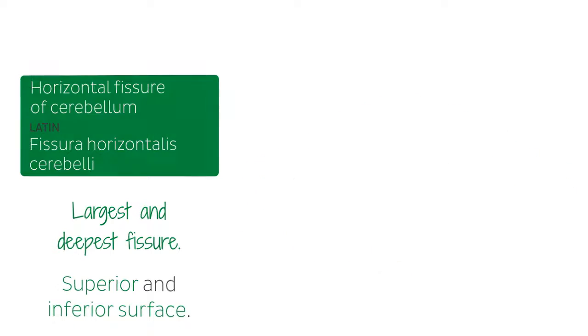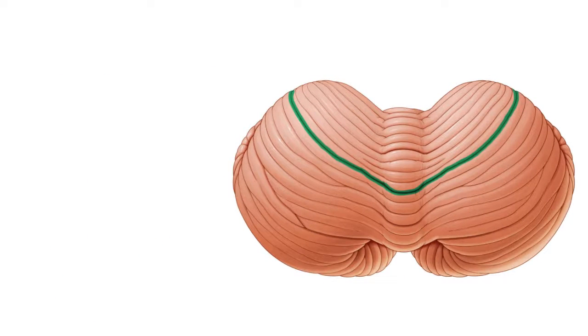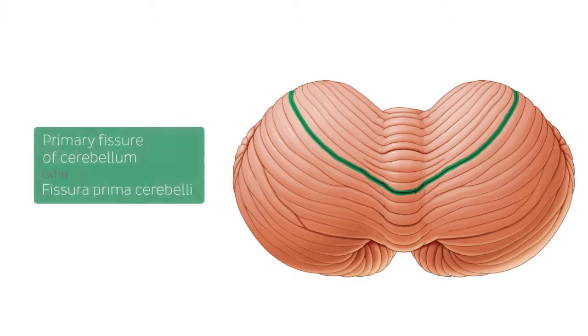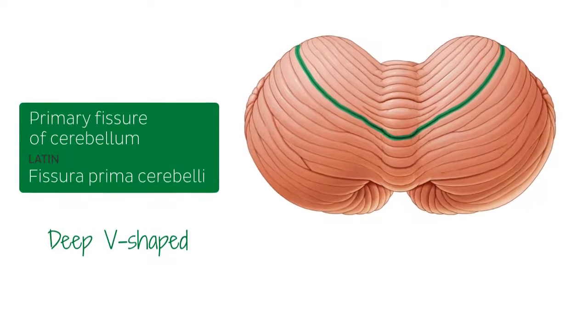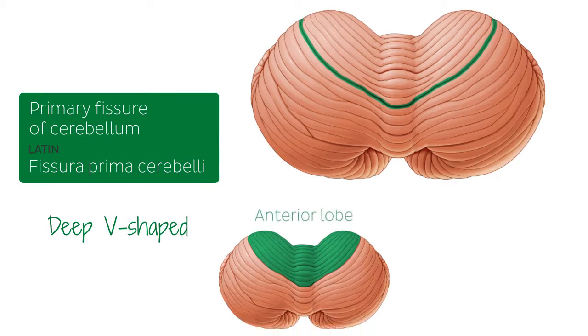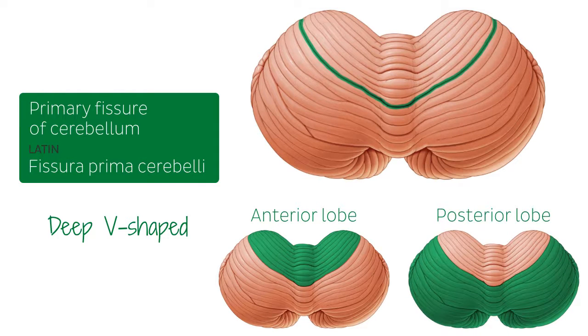The next one we have on the list is this one that you see now highlighted, which is known as the primary fissure of the cerebellum. Now, the primary fissure of the cerebellum is a deep V-shaped fissure that marks the upper surface of this structure and divides the cerebellum into the anterior lobe, which I can show you here in highlight, and also into the posterior lobe, as you can see also here highlighted in green.